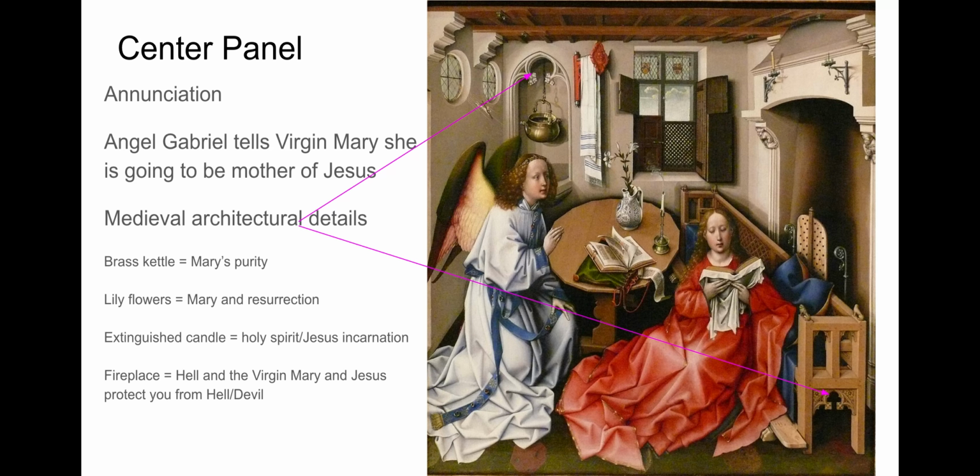The lily flowers on the table, a symbol of the Virgin Mary, yet also a symbol of the resurrection of Jesus, his rebirth. The extinguished candle that is also on the table, the smoke coming from that candle, could be a symbol of the Holy Spirit and of Jesus becoming then, the incarnation of Jesus. The fireplace to the right, a symbol of hell, and the Virgin Mary and then Jesus are protecting you from that.